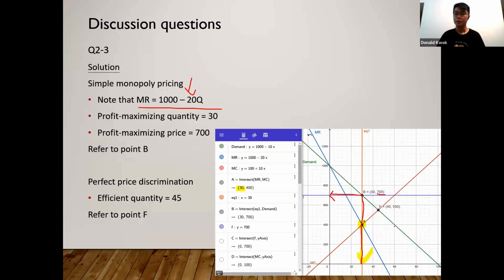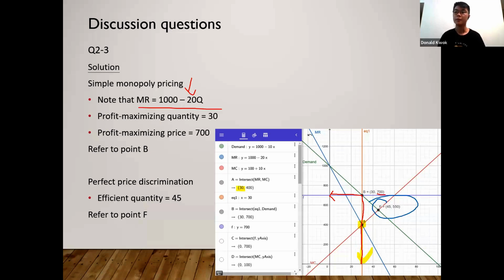How about under perfect price discrimination? How does the market look like? Remember, under perfect price discrimination, the market is efficient, right? Because the marginal revenue is simply the marginal benefit of the consumers under perfect price discrimination. So the monopolist is charging each buyer according to their willingness to pay. This is why we are going to find the intersection point between demand and marginal cost, which is point F in the graph here. So we have the efficient quantity, 45 units.